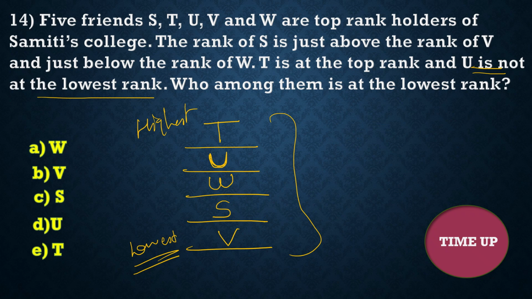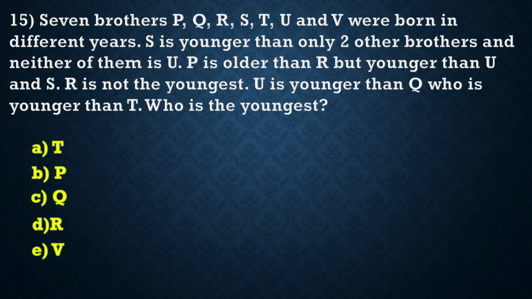Who among them is at the lowest rank? Who is at the lowest rank then? V. V is at the lowest rank. So B is the correct one. V is the option. 15th question on your screen and your timer starts now.